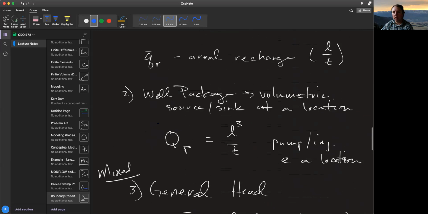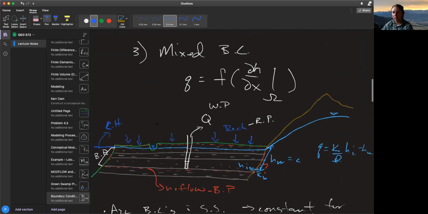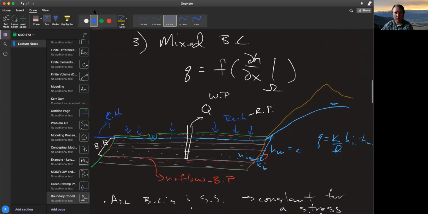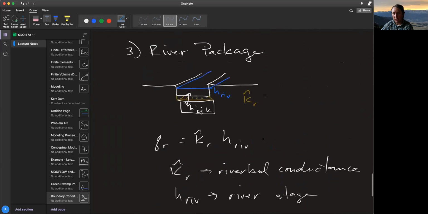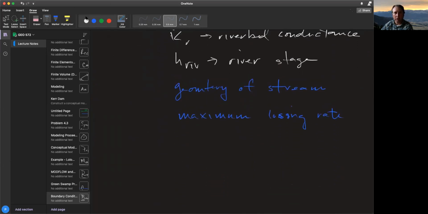Another process we might have: we may say that if the water level gets high enough, so let's say my water level rises and rises. In spring, I get this higher water level and it intersects the land surface and I get a spring. I know that I've got springs at my mountain front when the water gets high enough. The package we use for a setting like that is called the drain package.